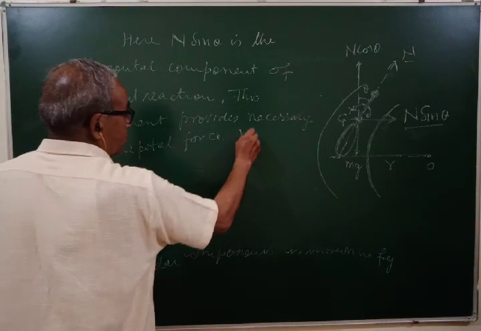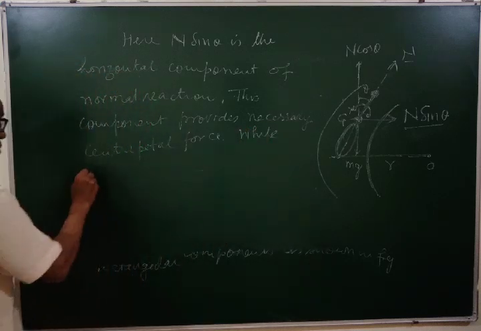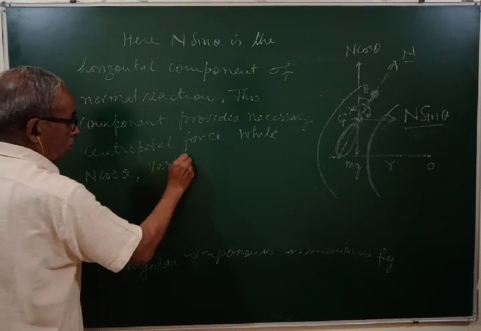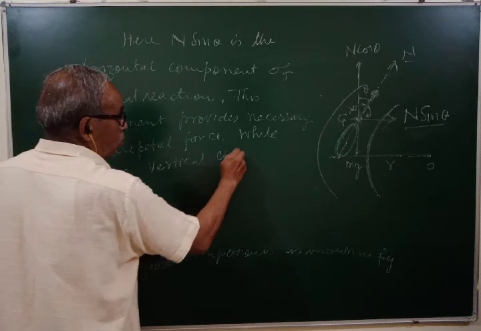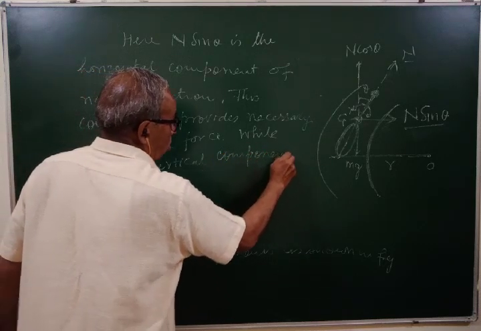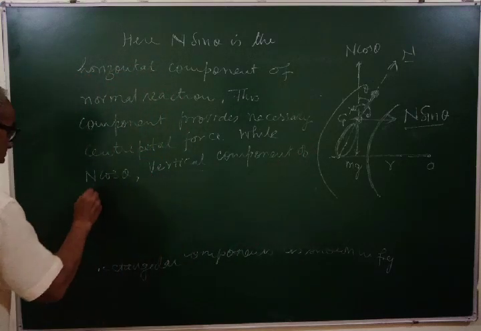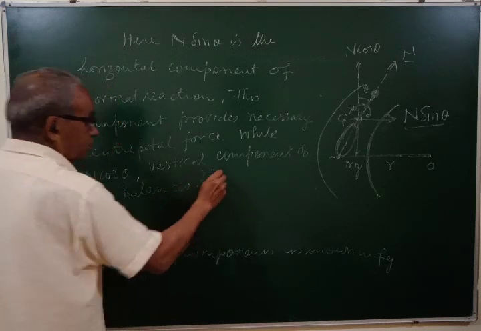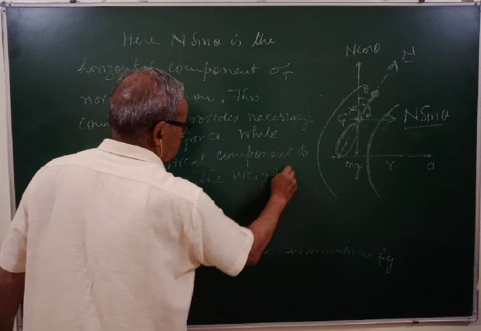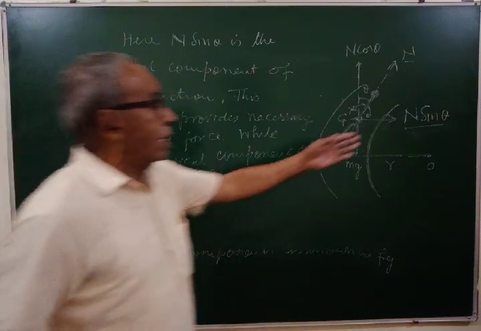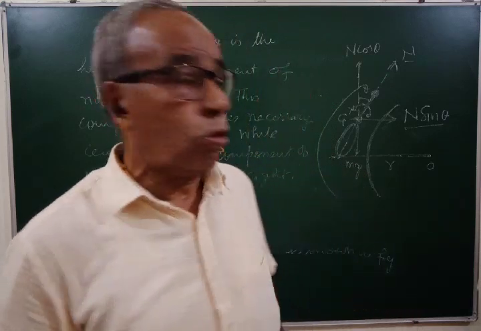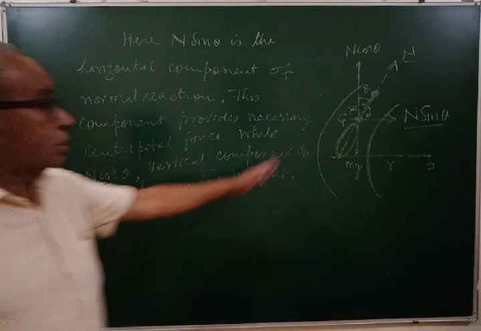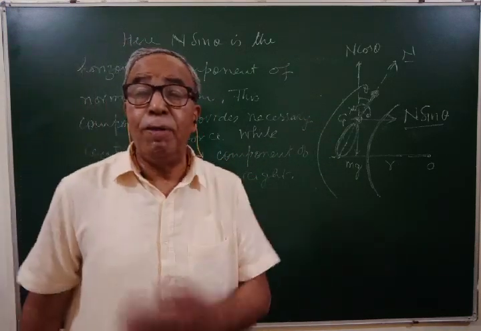While N cos theta, the vertical component of N, balances the weight. If N sin theta is able to provide the central force and N cos theta balances the weight, then the cyclist will take the turn safely on this path.